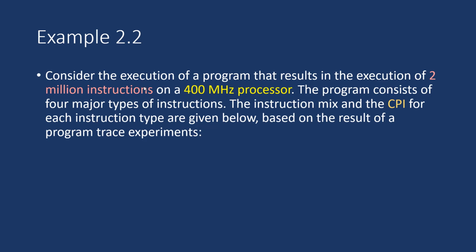Here is an example. Consider the execution of a program that results in the execution of 2 million instructions on a 400 MHz processor. So this is the frequency of the processor, and the total number of instructions is 2 million. The program consists of 4 major types of instructions. The instruction mix and the CPI for each instruction type are given below. So we're going to have a table, based on the results of the program trace experiments.